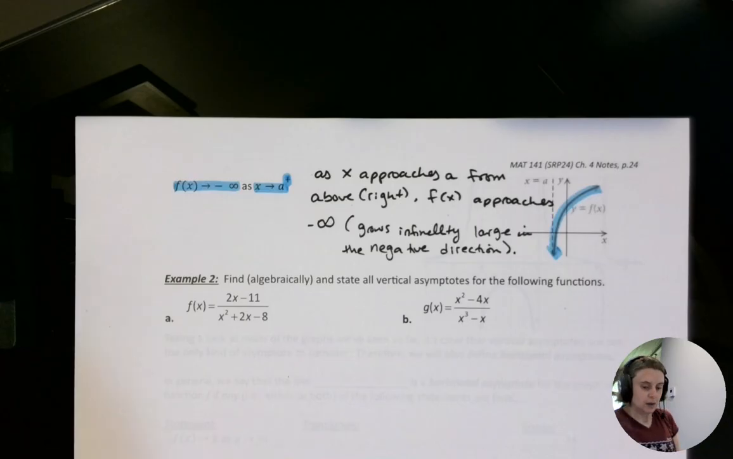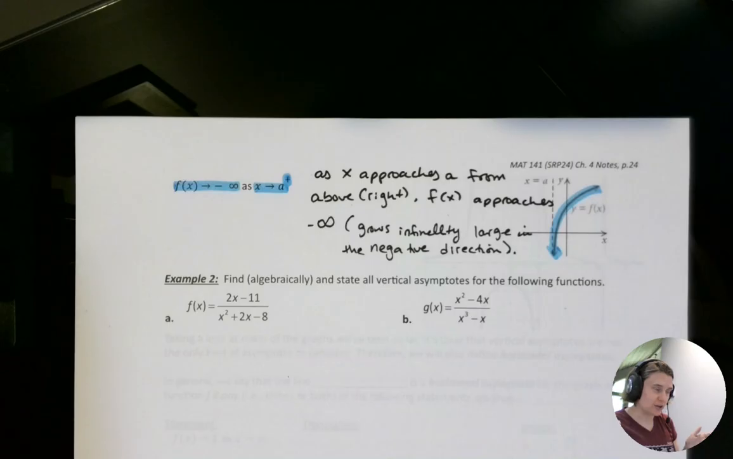All right. So if any of those four things happens, our graph is going to have a vertical asymptote. Often you'll have two of those things happening. You'll have behavior on both the left and right side of the asymptote. That's going to happen in most of our rational functions.